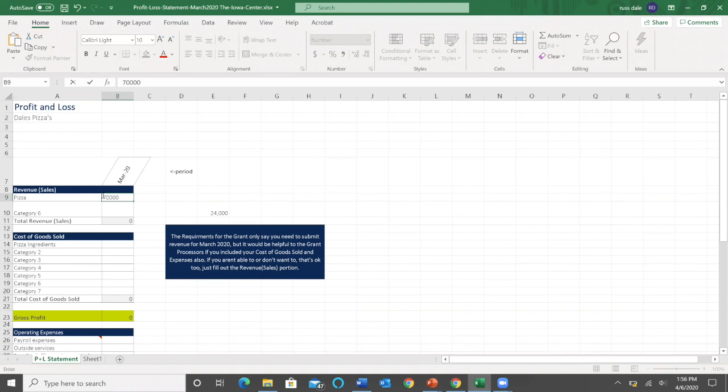$70,000 in sales for what time period? March 2020. Lots of people ordering pizzas. For cost of goods sold, again, because I'm unimaginative, really the only direct good I have in creating my pizzas are pizza ingredients. So how do I get that? We're going to use the formula just for this purpose. So I already have it out here.